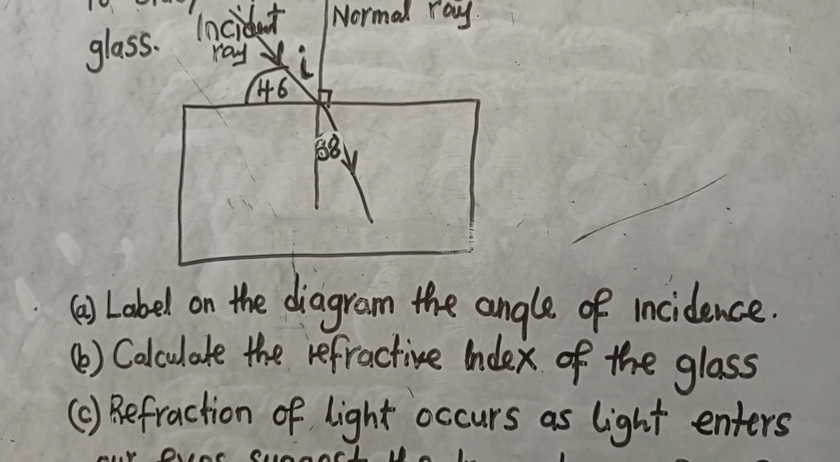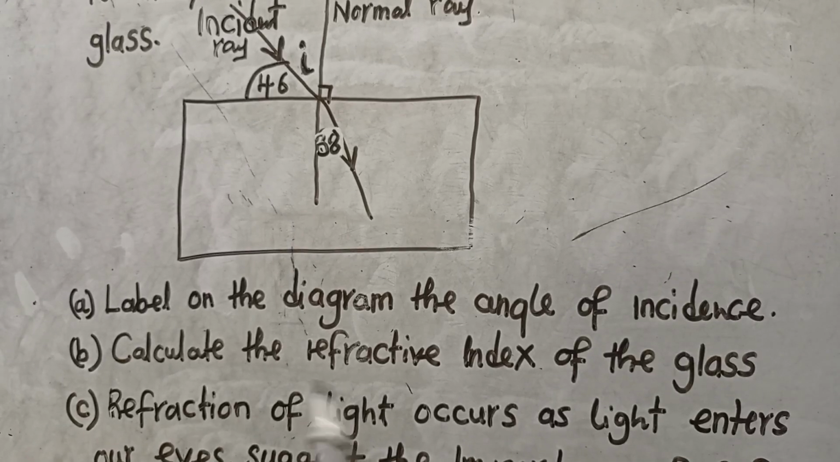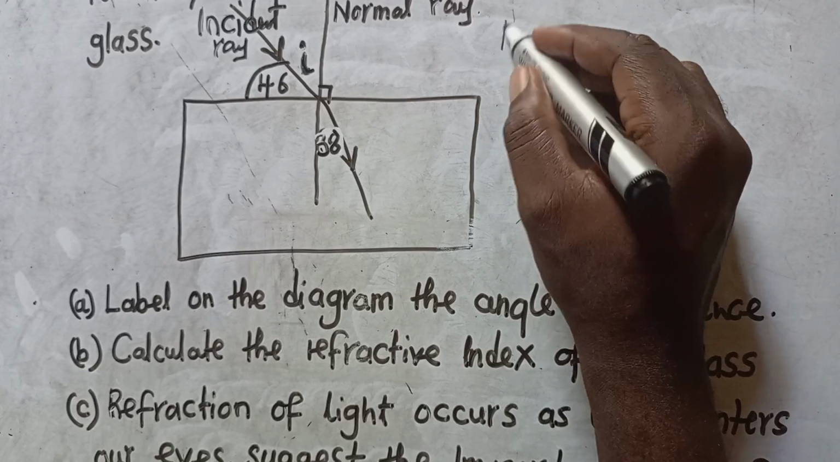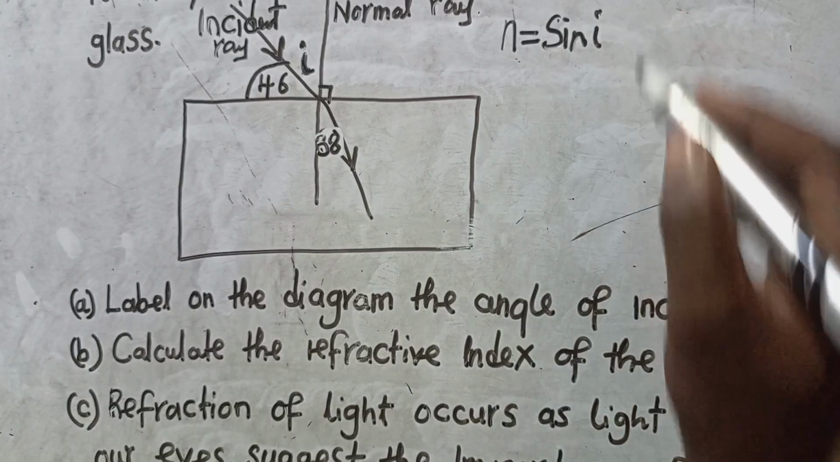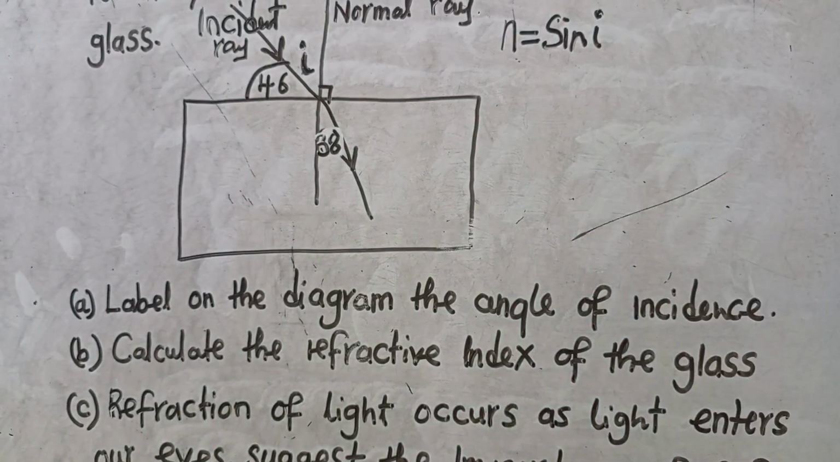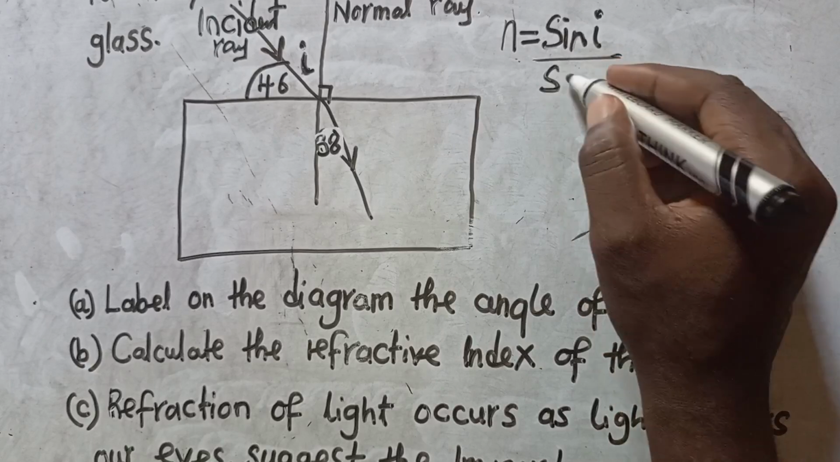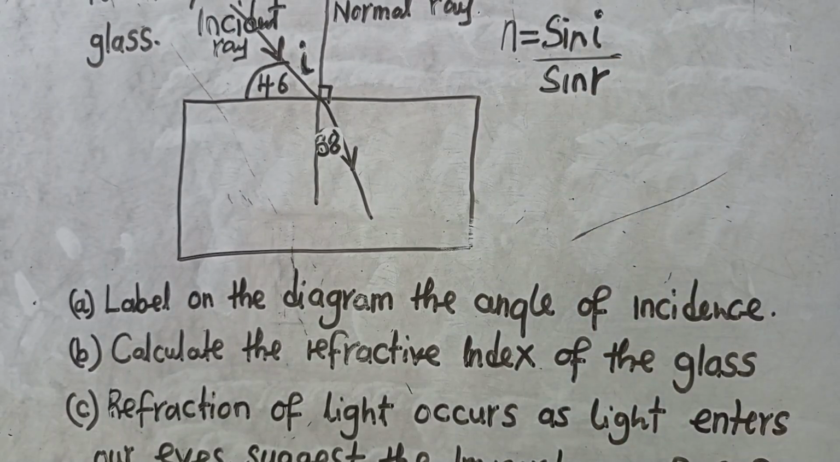Then we move to question B. Question B is saying calculate the refractive index of the glass. For you to be able to calculate the refractive index of the glass, you need to understand the formula. The refractive index is equal to sine i, where i is the angle of incidence, over sine r, where r is the angle of refraction.